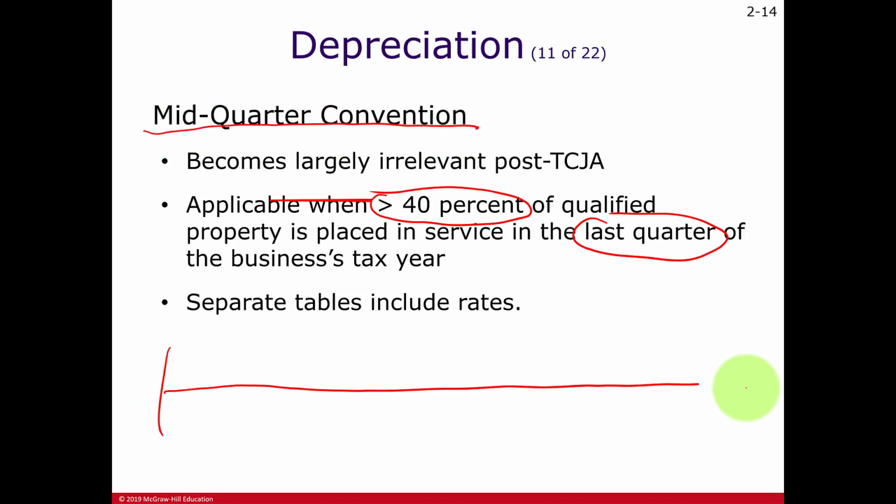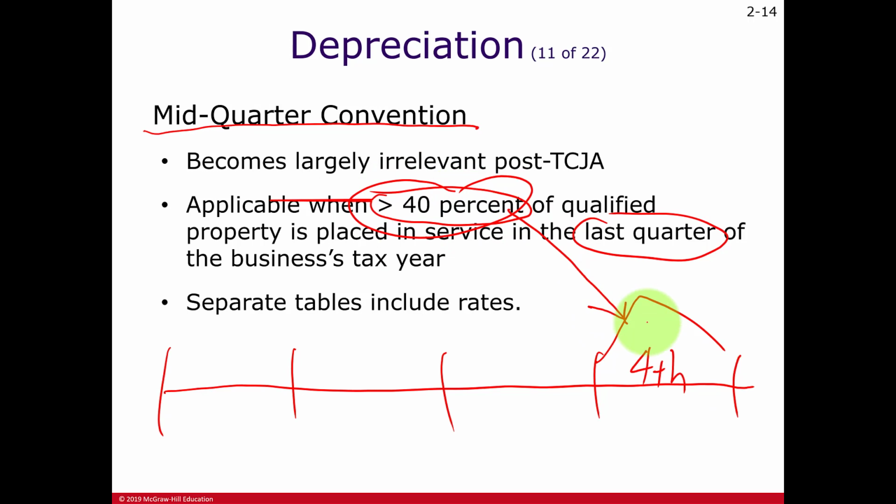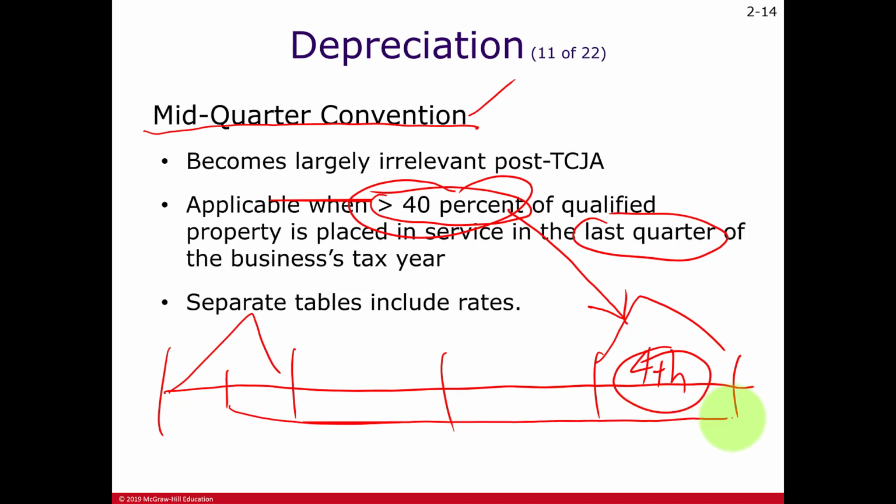So let's say that this timeline here represents your whole calendar year, and here's the first quarter, second and third and fourth quarter. So here's that last fourth quarter. If you buy more than 40% of your assets for the whole year in this fourth quarter, then you got to use this mid-quarter convention. Meaning now, for this first quarter, whatever assets you bought during this quarter, you're going to assume you bought it right in the middle of that quarter. I guess that's February 15th, and you depreciate it to the end of the year.